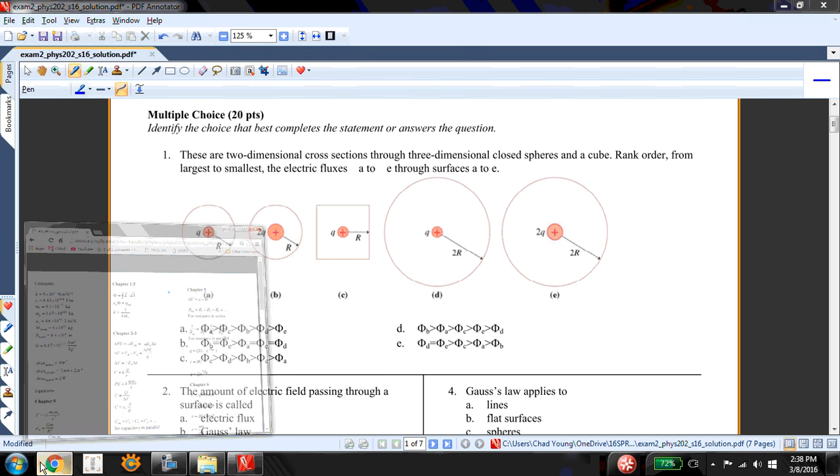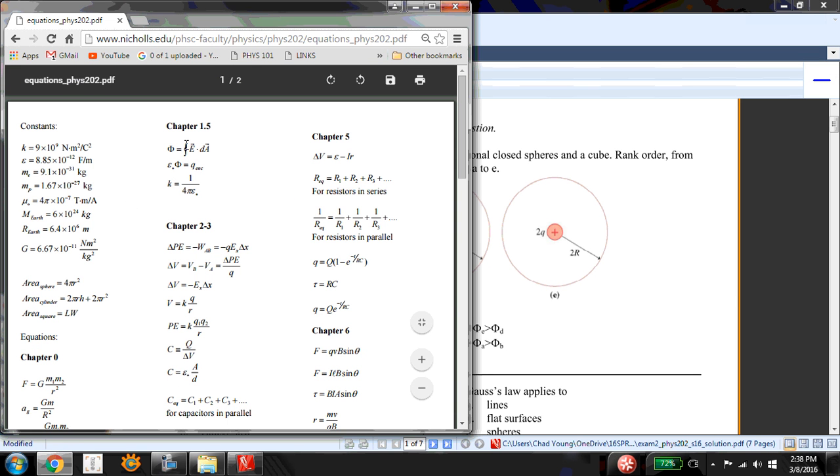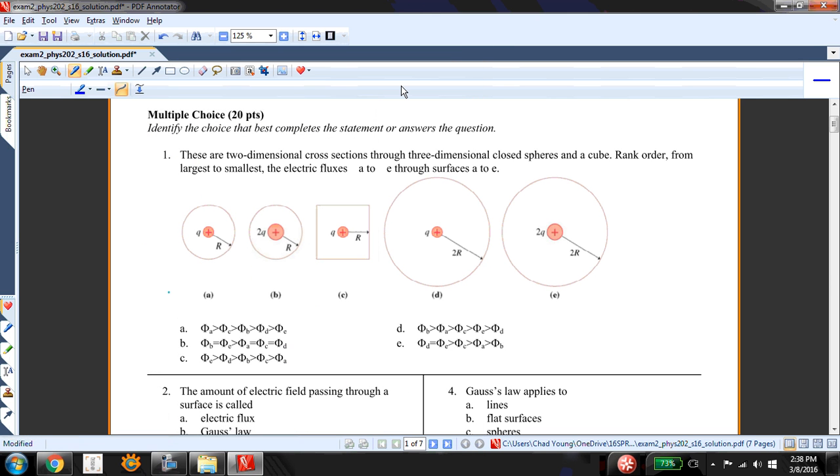Well, if you remember from our equation sheet and our definition of Gauss's law, the permittivity of free space times the flux is equal to the Q enclosed. So Q enclosed equals that permittivity of free space times our flux. So it doesn't really matter the size of the shape. Your flux is always going to be related to your enclosed charge. So because of that, we know that these three all have the same flux.